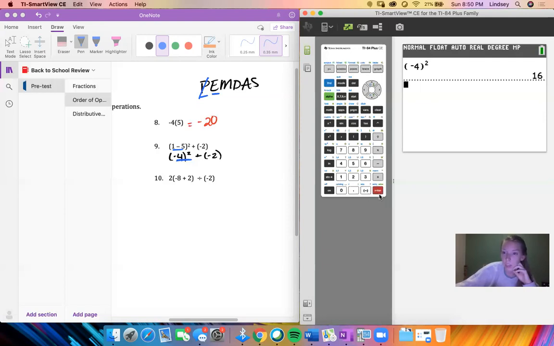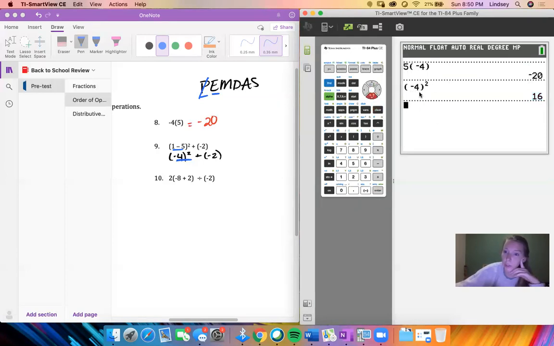So hit enter. All right, now watch what happens when I don't put it in parentheses. I have a positive 16. If I don't put it in parentheses, it gives me a -16 because what it's going to do is do 4 squared, and then it's just going to bring the negative sign down. Okay? So make sure that when you're doing it, you put your number in. If it's negative, you need to put it in parentheses because if it's positive, it doesn't matter. You're going to get the same answer.